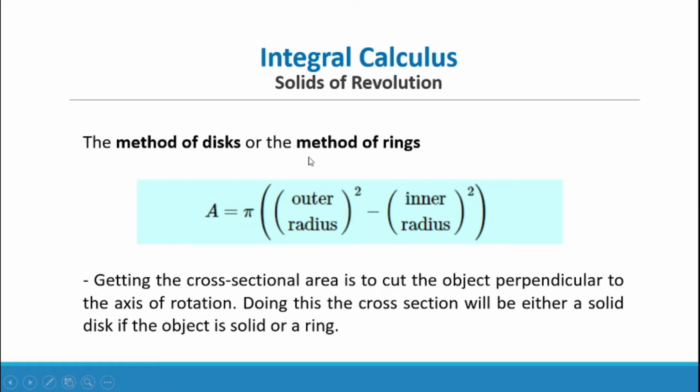In the method of disks or the method of rings, we have the formula: area is equal to pi multiplied by the outer radius squared minus the inner radius squared, close parenthesis. To get the cross-sectional area, cut the object perpendicular to the axis of rotation. Doing this, the cross-section will be either a solid disk if the object is solid, or a ring.